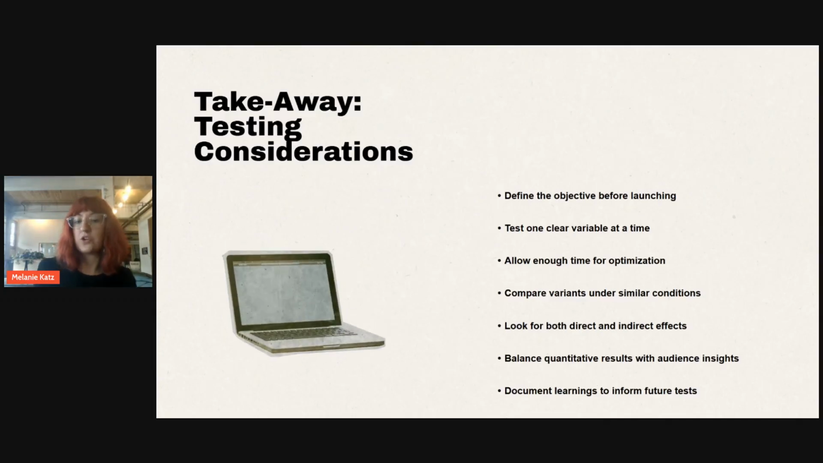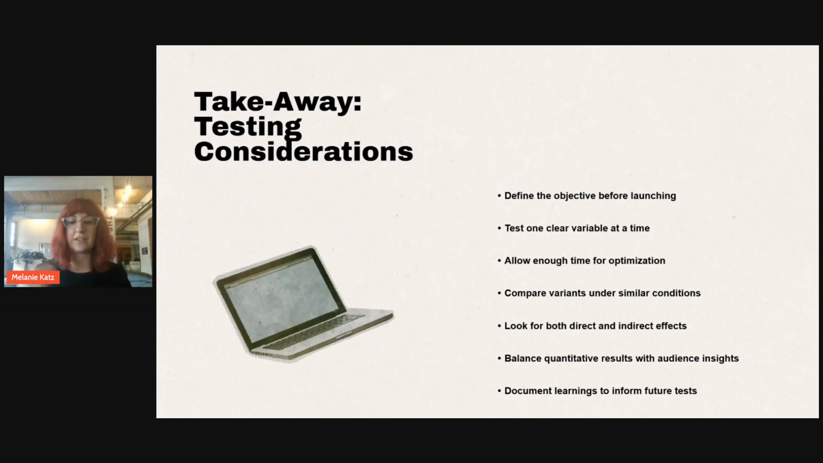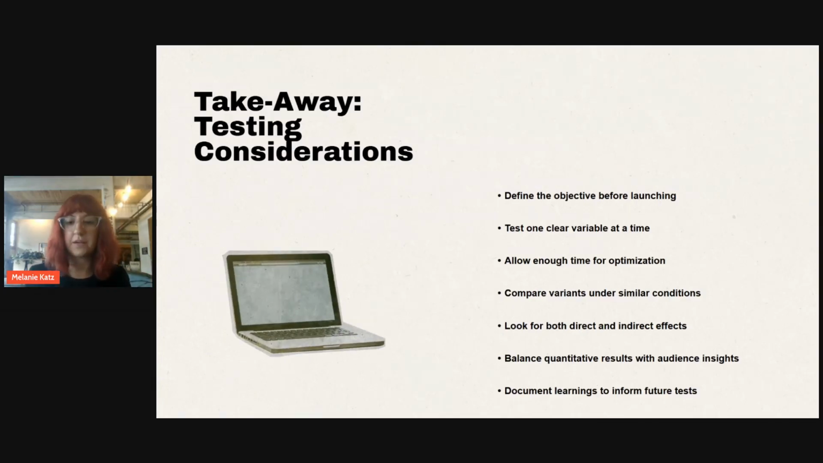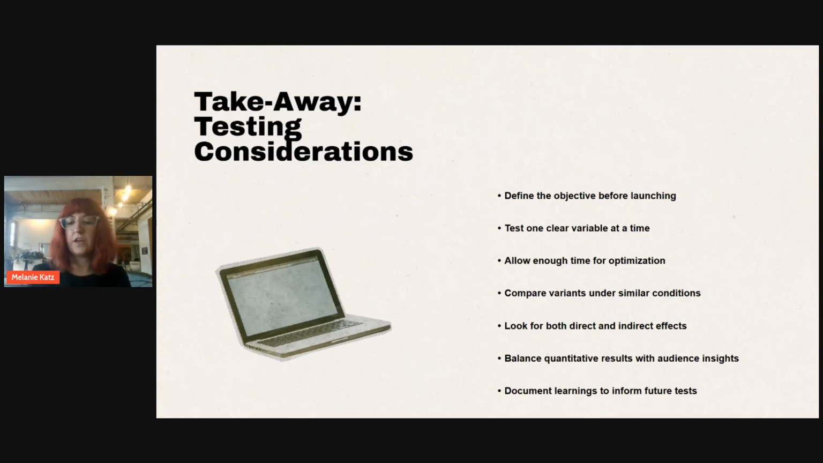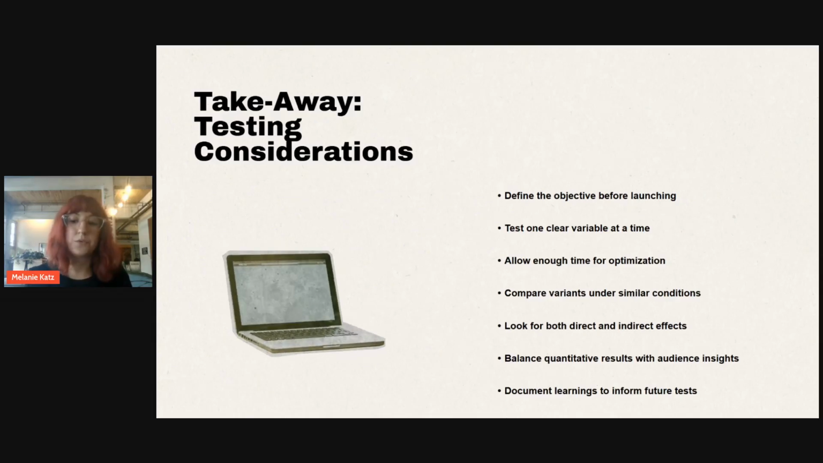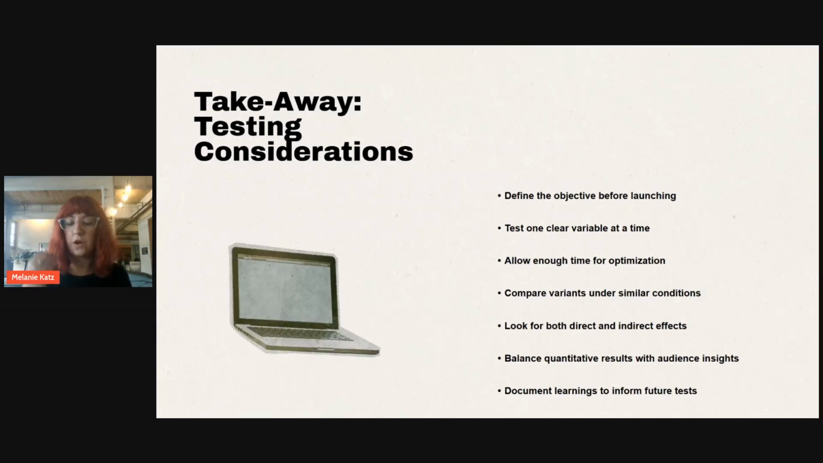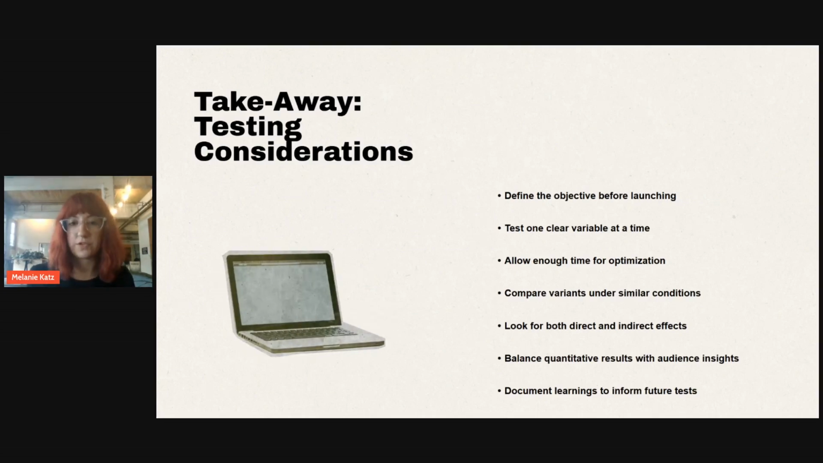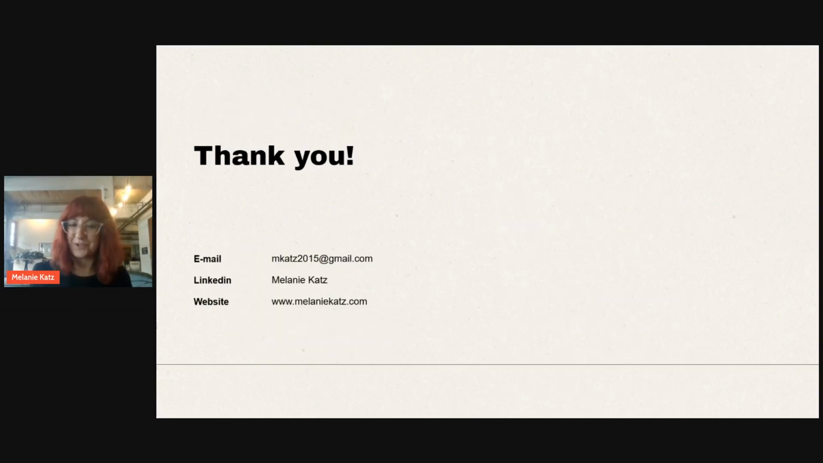Comparing variants under similar conditions, so it could be things like seasonality, different audience buying patterns that can fluctuate when year over year is not being used as a constant. Looking for indirect and direct effects, and balancing your quantitative results with what you know about your audience and their shopping patterns. And then finally, documenting your learning and using that to inform your future tests. Thank you so much for your time, and I hope you got something valuable out of this presentation.